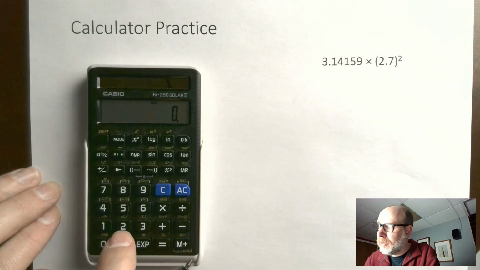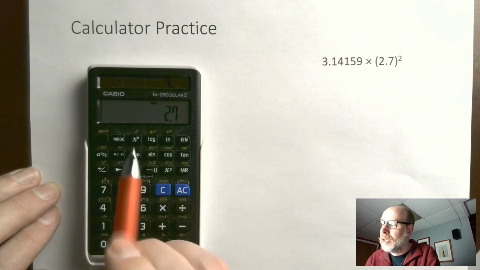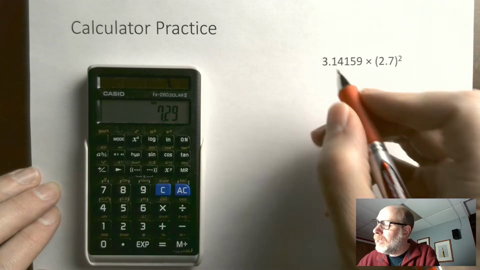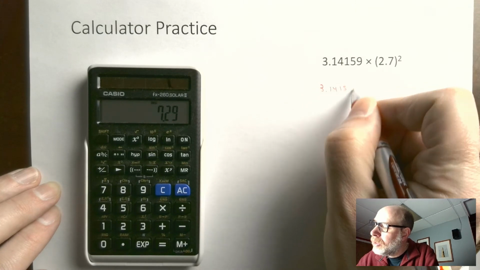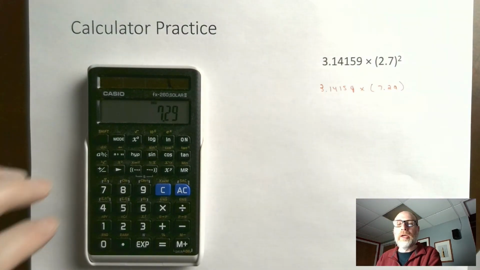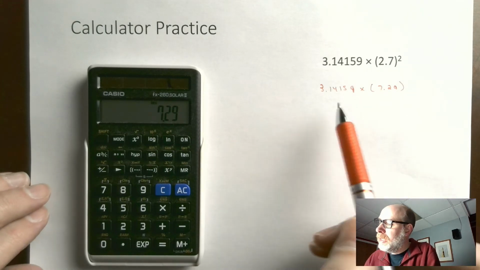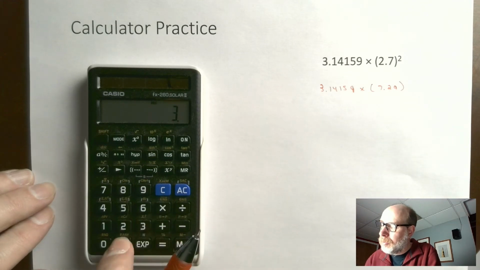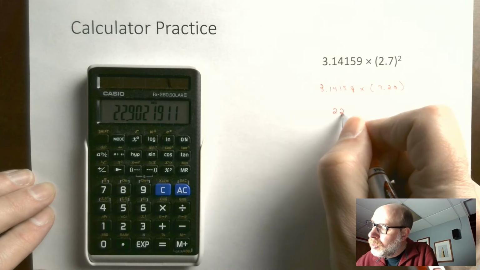So I'm going to clear everything off the screen and type in 2.7. If you notice right here, the very top row, third over, there's a square button, x squared. So if I press that, it will square it. What I want to encourage you to do is write down things in steps, because it's easier to visualize. It's easier for me to grade it, to be completely honest, if you write down as many steps as possible. Now I'm going to multiply that by 3.14159, and I'm going to get 22.90.